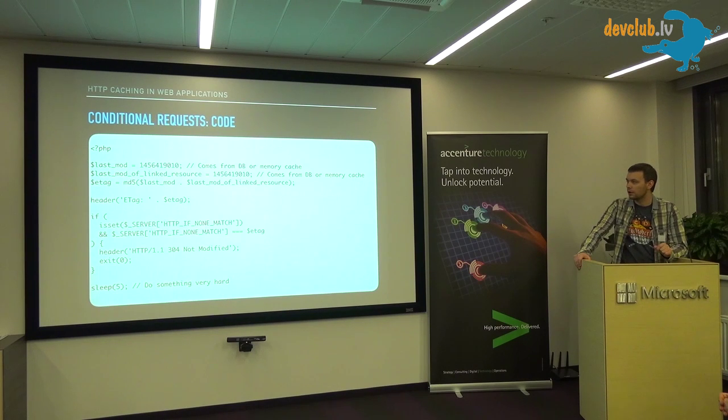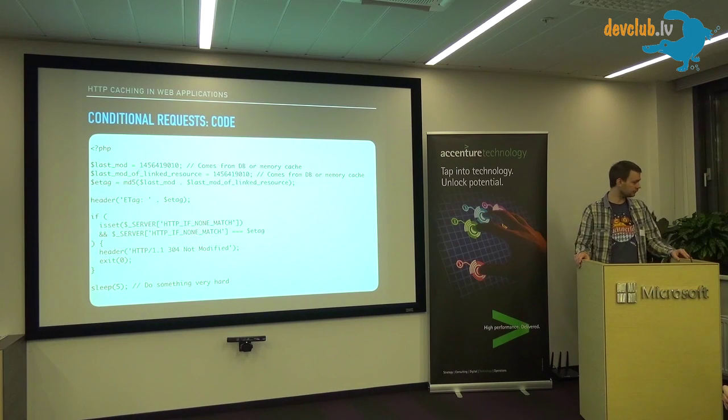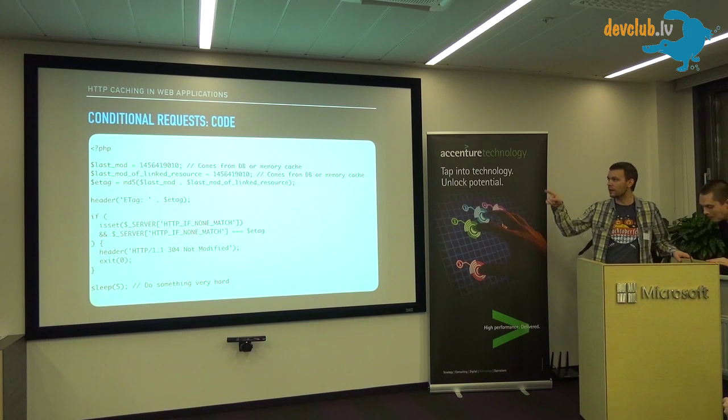So again, a similar code example. The obvious differences are at the top, where now we have, let's say, two last modified times. One is the last modified time of the blog post itself. The other one is the last modified time of the linking resources, database entry, or whatever. It's just another variable that comes in. After that, we take those two variables and we MD5 them, and we assign the result to the etag variable.